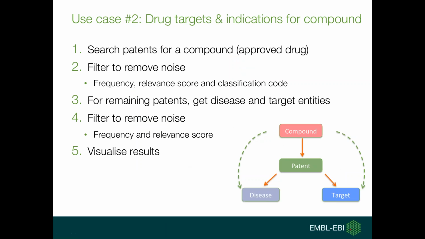Okay, so that was the first quick example and use case. So let's see now another one whereby we will start with a compound, in this case an approved drug, and we will search for patents for this compound. And then we will also try to get disease and target entities from the patents that we find and see if we can derive any links between the compound that we start with and the targets and diseases that we found co-occurring in the same patent documents.